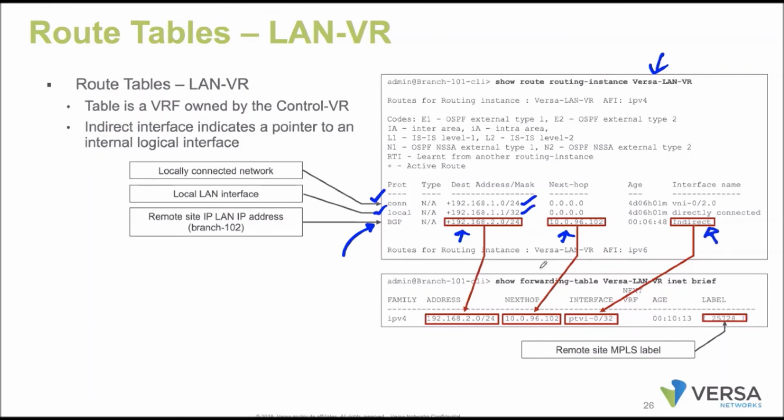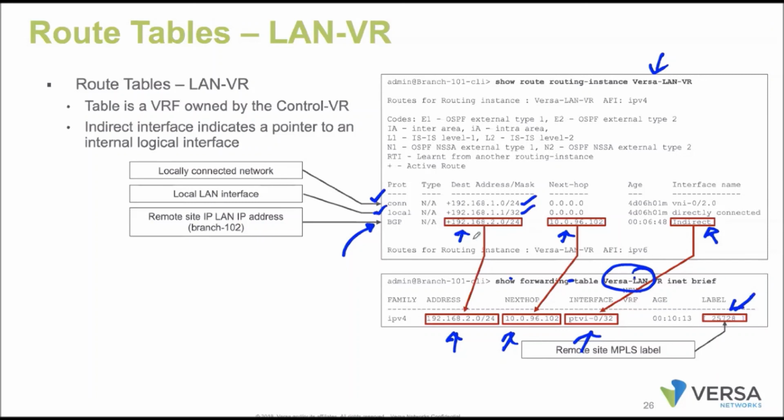What does indirect refer to? Indirect refers to one of the dynamic tunnels. Now, how do you know which dynamic tunnel it will use? Show forwarding table Versa LAN VR. If I execute it, it is going to provide that: in order to reach this destination, what is the next hop, and what is the outgoing interface. As well as the LAN VRF, this route is a VPN route. It even has the VPN label for it.